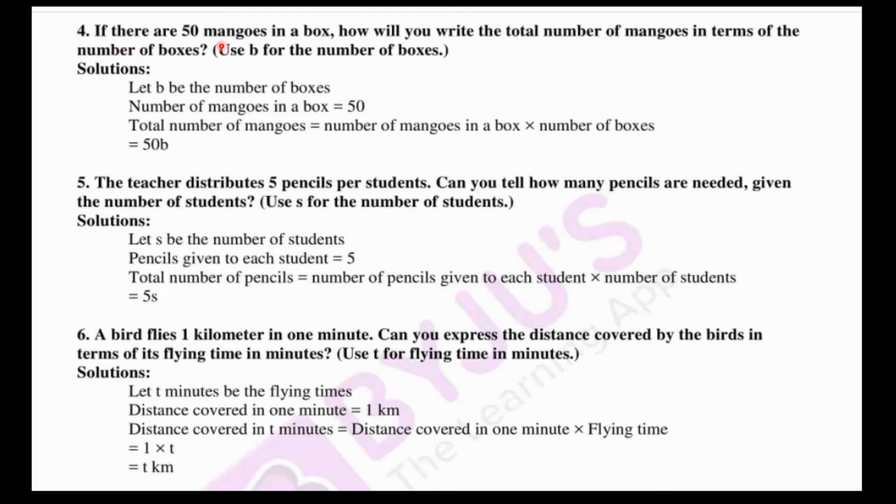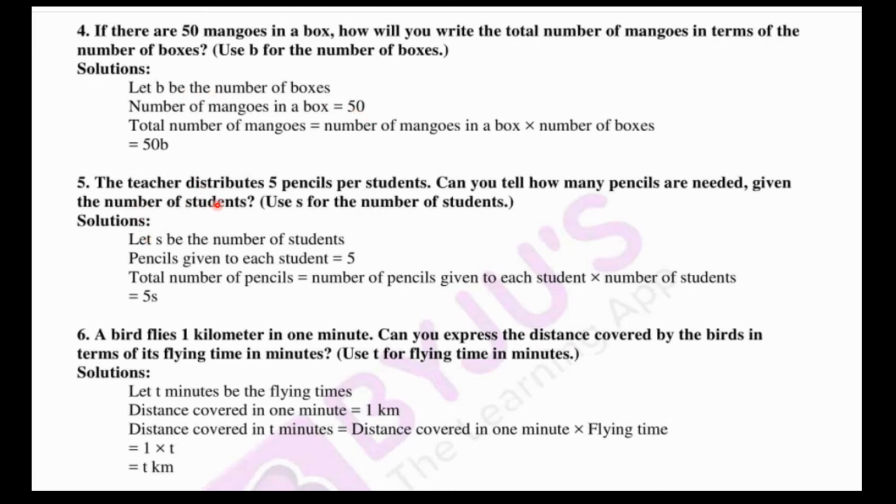If there are 50 mangoes in a box, how will you write the total number of mangoes in terms of the number of boxes? Use B for the number of boxes. Just now I told you to write B for the number of boxes. The number of mangoes in a box is 50. So, what will be the total number of mangoes? The number of boxes into the number of mangoes. So, 50B. Directly you can write the answer 50 into B.